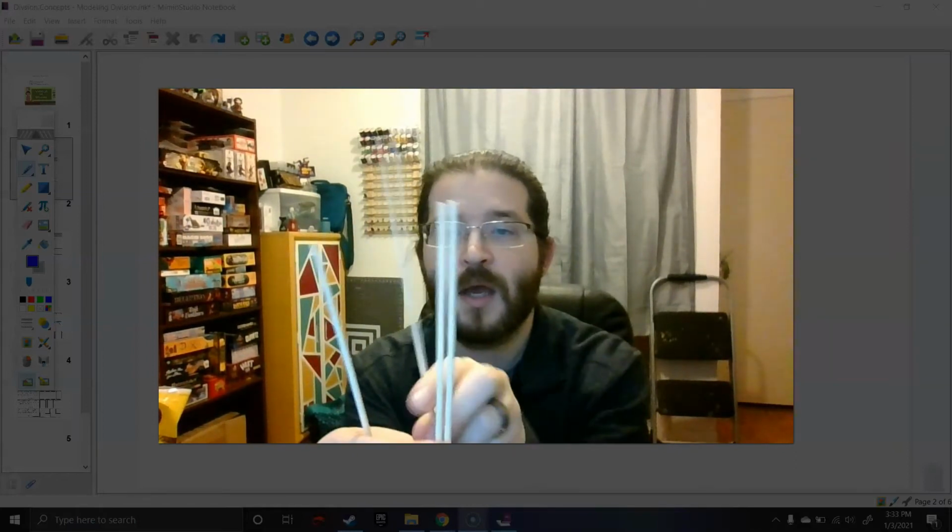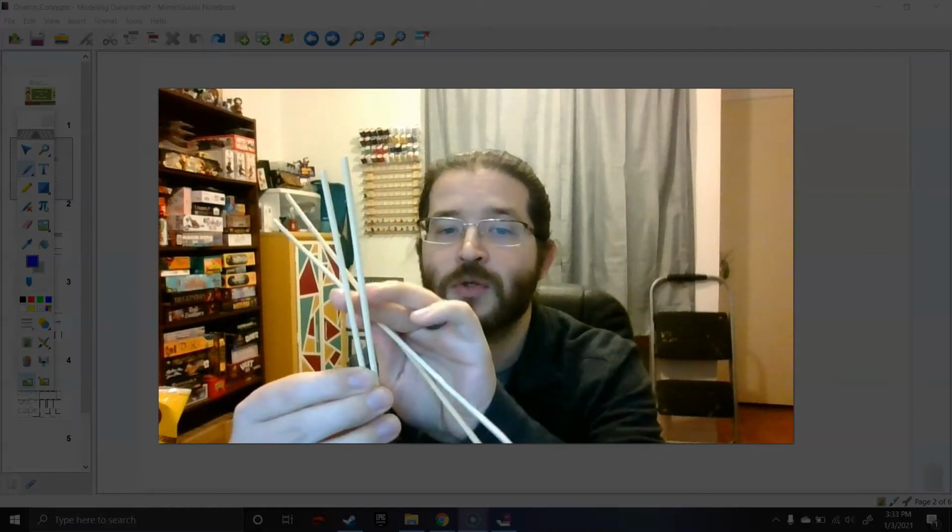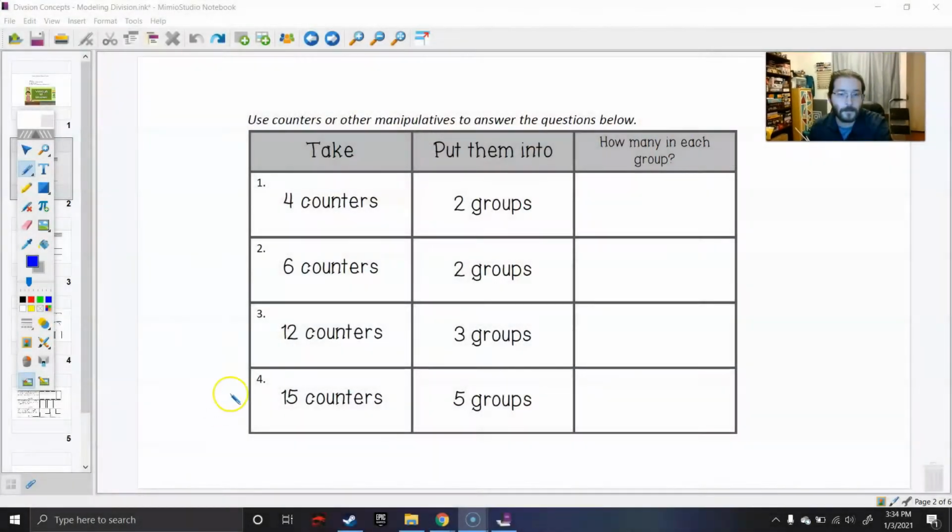So I'm going to go 1 from one group, 1 from the other group. And then I'm going to go 1 in the one group, and then 1 in the other group. So we have how many in each group? 1, 2. So we get 2 in each group.